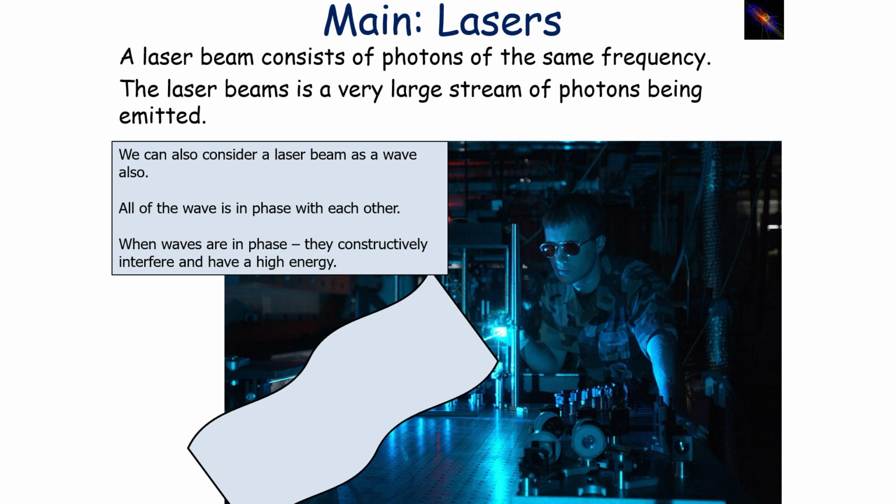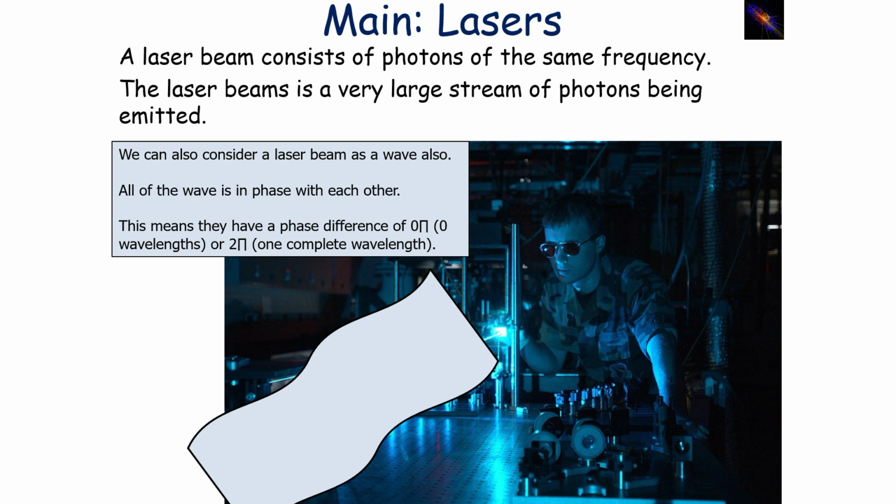So we can also consider the laser beam as a wave, where all of the waves are in phase with each other. So when the waves are in phase, they're constructively interfering, so therefore we have a high energy. So there's a phase difference in our wave of 0 pi radians, or we could say 2 pi radians, so no wavelengths or one complete wavelength.